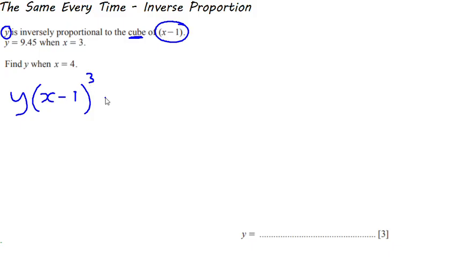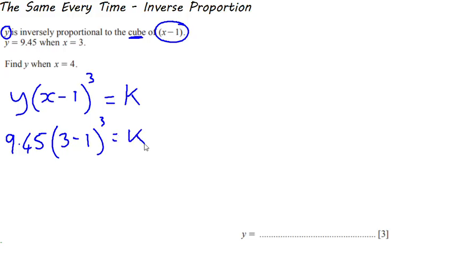So we multiply those 2 quantities together and put them equal to some number, which we just call k. We don't know what it is yet, but we are going to find out. So the next line, y equals 9.45 when x equals 3. So everywhere we see y, we put 9.45 instead. And then everywhere we see x, we put 3 instead. So we can now find the value of k.